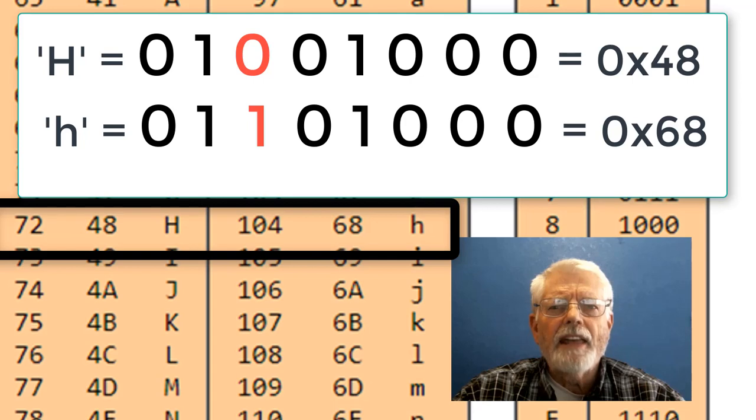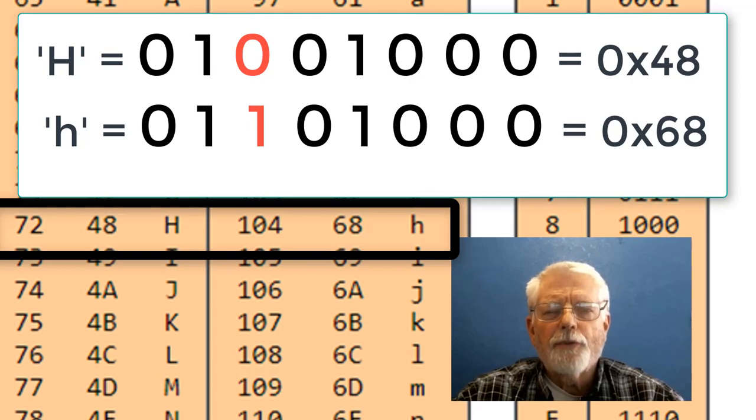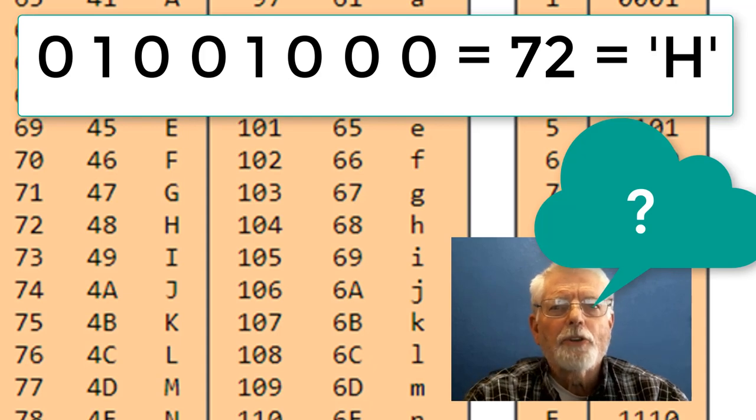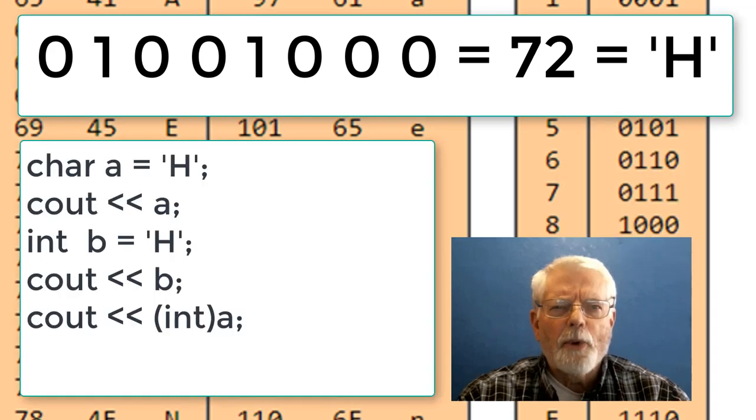The capital H is 0x48 or 01001000 in binary, and the small h is 01101000 or 68. Now, the big question is, how does the computer know whether the 01001000 is the letter H or the number 72? The computer does not know. It only knows ones and zeros. It's up to the programmer.